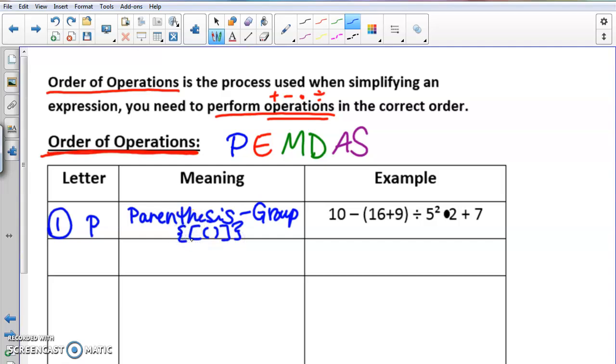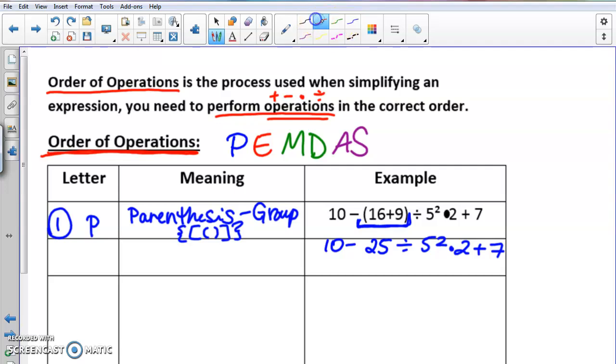Now for our example, write this out for me. We got 10 minus 16 plus 9 divided by 5 squared times 2 plus 7. And if you notice, we have parentheses right here, so we do that step first. Write 10 minus 16 plus 9 is 25. And because there's nothing else happening directly beside the parenthesis on the front or the back, I'm just going to drop it down without the parenthesis now. Divided by 5 squared times 2 plus 7.